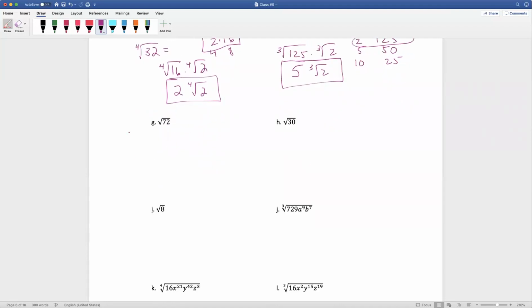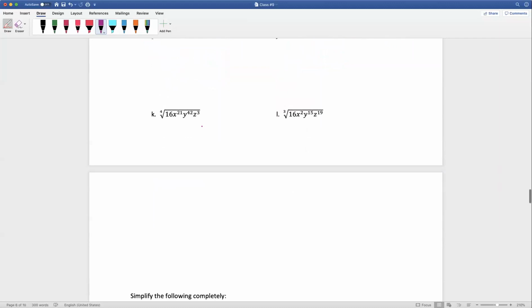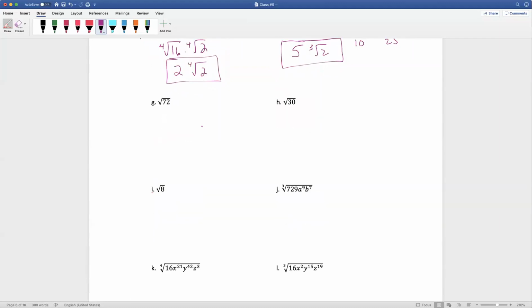Okay, square root of 72. Let's talk about the square root of 72. Well, we're looking for perfect square factors. Now, the reason I gave you this one is because I want you to see that sometimes some of these numbers will have a lot of perfect square factors or a lot of perfect cube factors. 72 is one of them, and I want to show you how to get out of that situation.